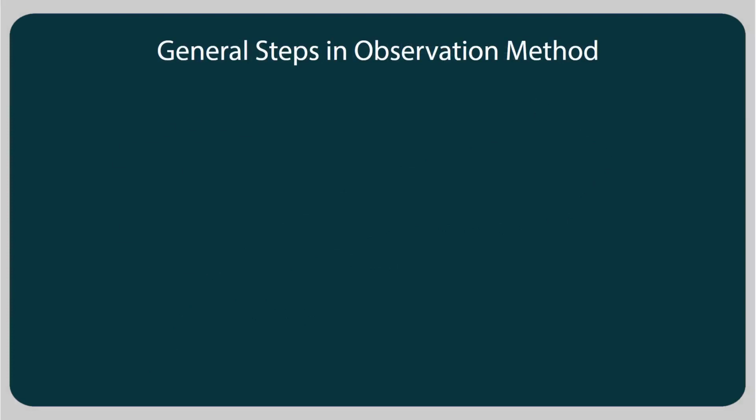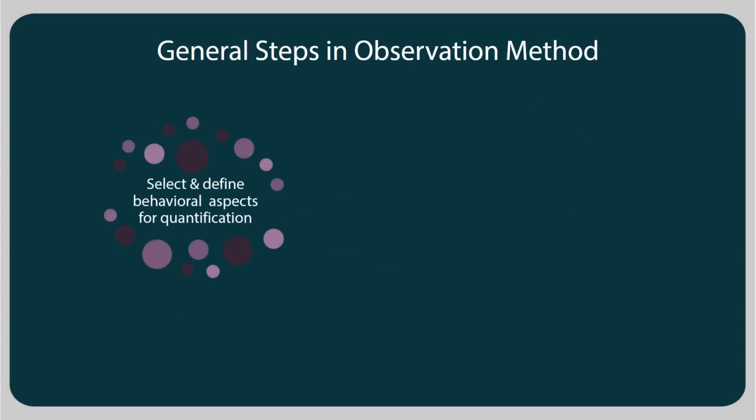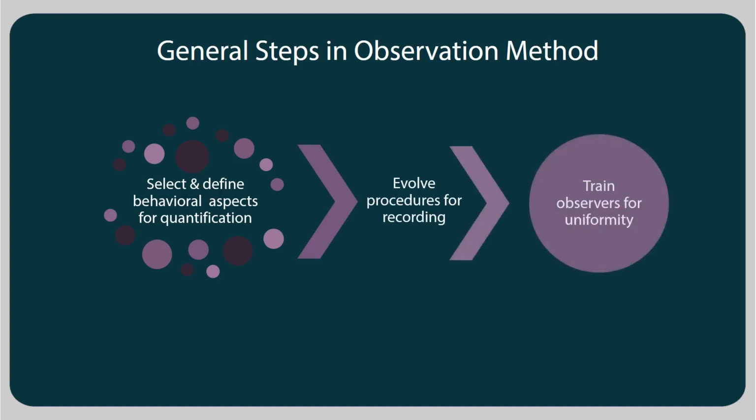Well, these are the general steps that we follow in the observation method. First, we select and subsequently we define the behavioral aspects for quantification. Step 2 is to evolve procedures for recording. The third step is to train observers for uniformity so that we can avoid ups and downs in the data sheet, by which I mean errors can be minimized.